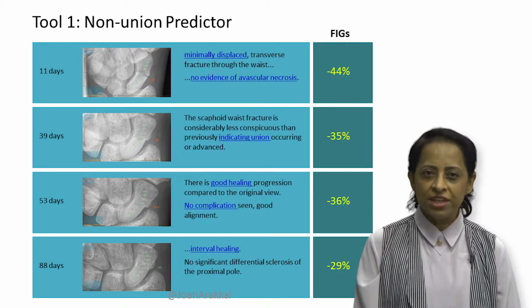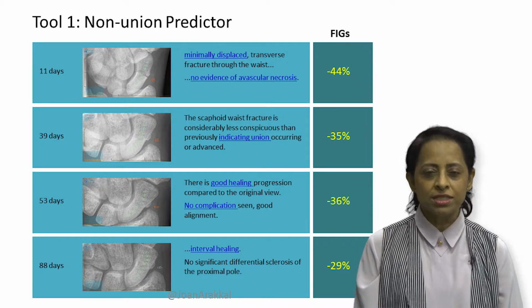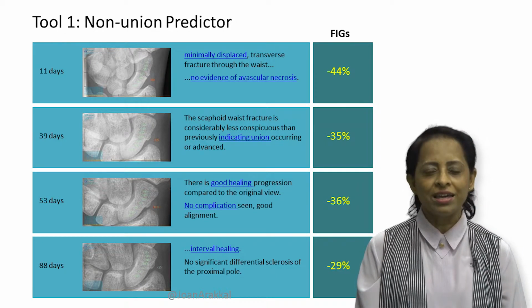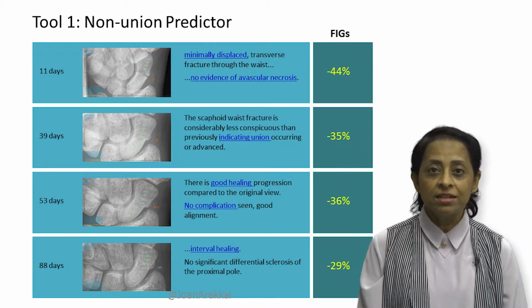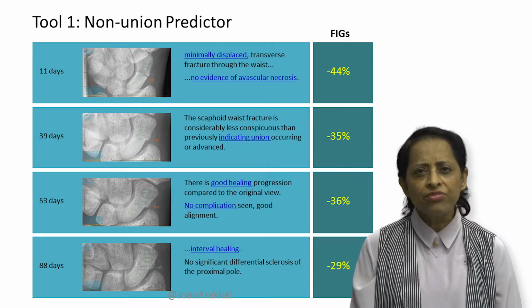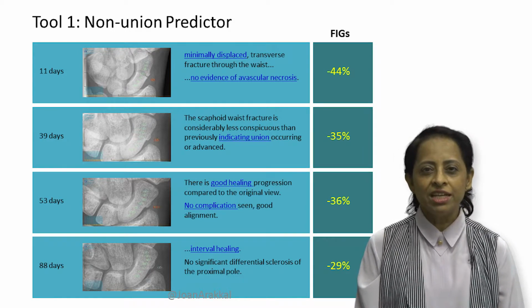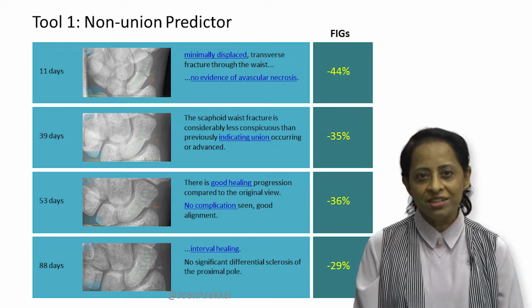But if we look at the FIGs between the proximal and distal end, they're quite high from the outset, around 30% or higher. It is possible that using the FIGs technique, we could have diagnosed a high probability of non-union from the very first X-ray and surgically intervene much earlier, saving the patient a great deal of inconvenience.